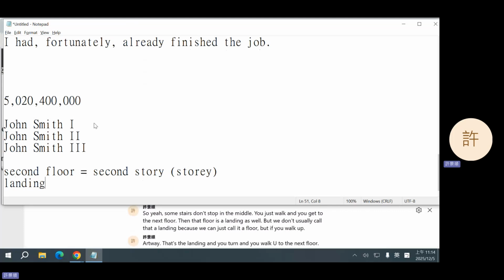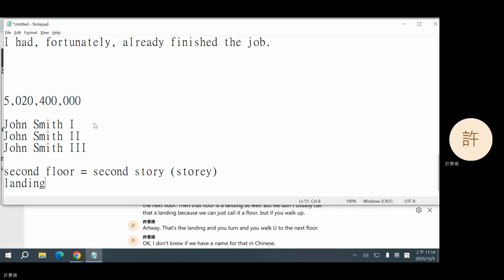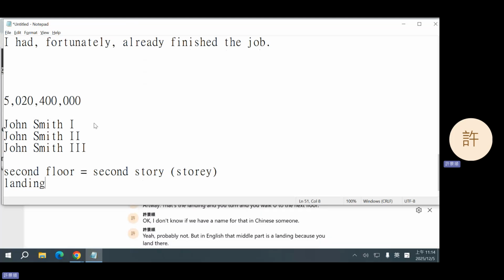Okay? I don't know if we have a name for that in Chinese. Yeah, probably not. But in English, that middle part is a landing because you land there like a plane, right? You land there when you're walking.